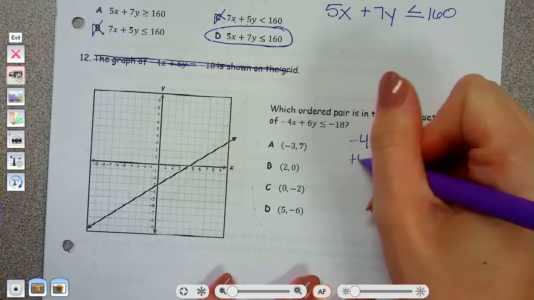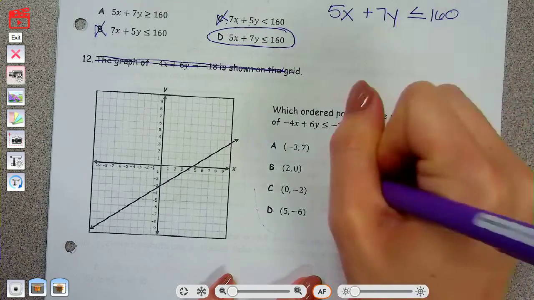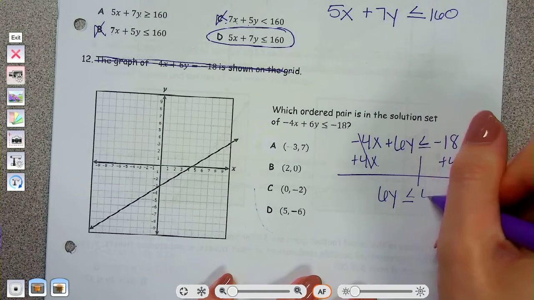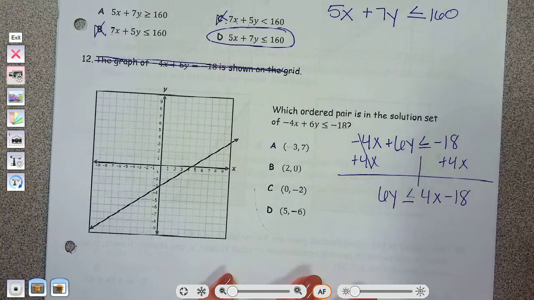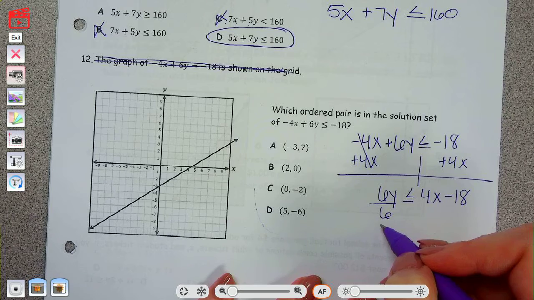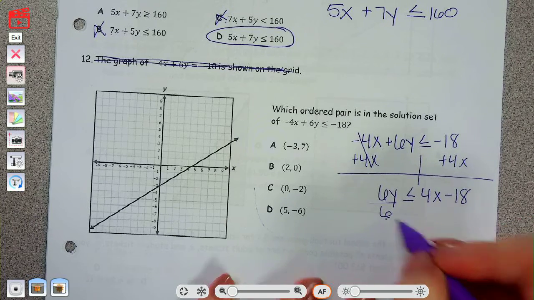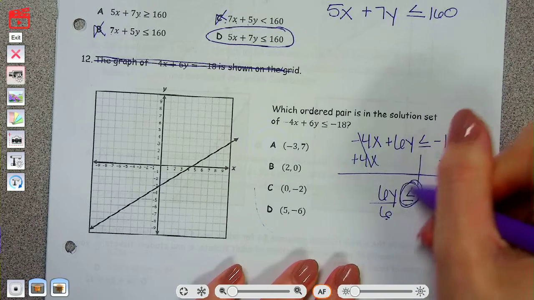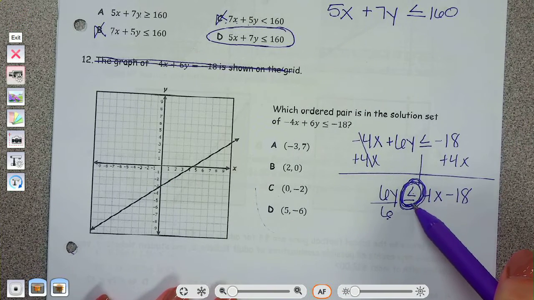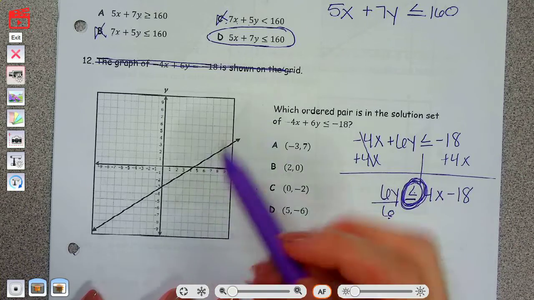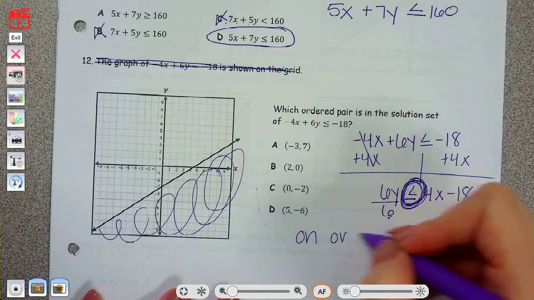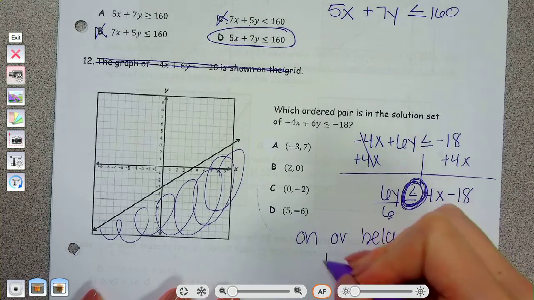Okay, so I'm going to add 4X to both sides. So I'm going to have 6Y is less than or equal to 4X minus 18. To get Y by itself, I divide by a positive 6. Okay, when you divide by a positive, you don't flip your sign. So you don't even have to solve the rest. You just need to circle your sign. Less than or equal to. So our point can be on the line or below. Let's write that. On or below the line.